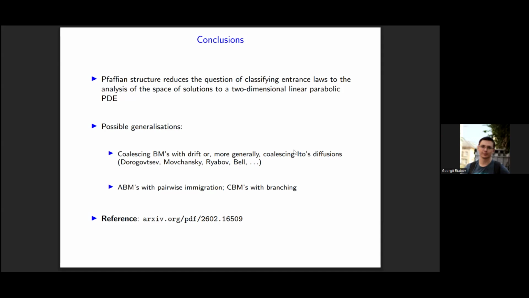I'm not sure if this is a clever question, but there are also the determinantal point processes. So is this somehow connected to what you're doing or not?